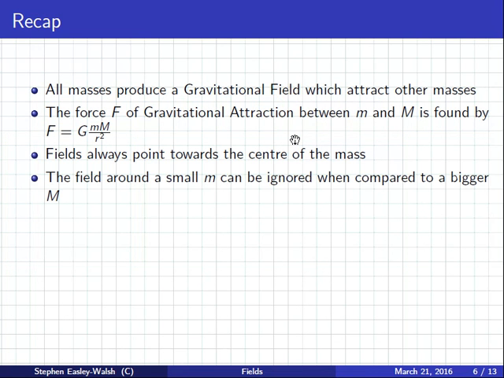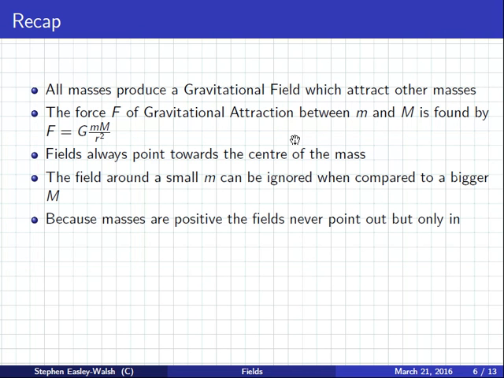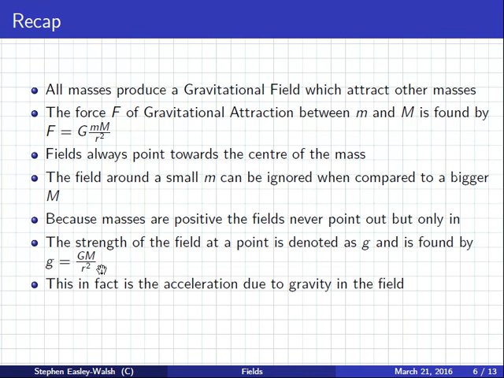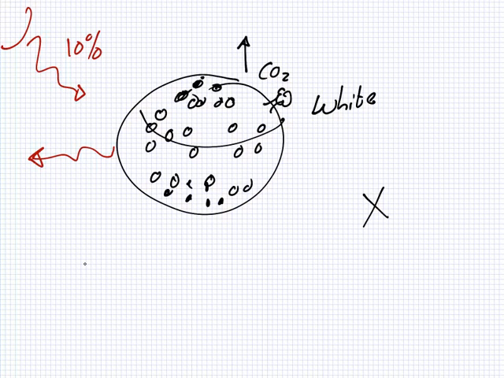Right. The field around a small mass can be ignored when compared to a bigger mass because it's so weak. And because masses are positive, the fields never point out, but only in. Point in. And the strength can be found using this formula. And this, in fact, we'll see what this is now.